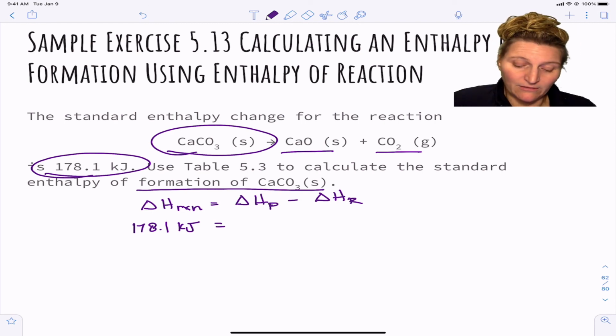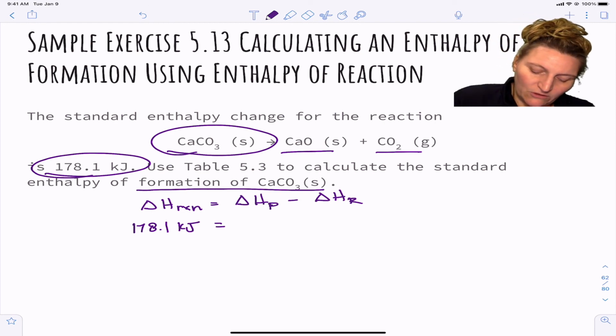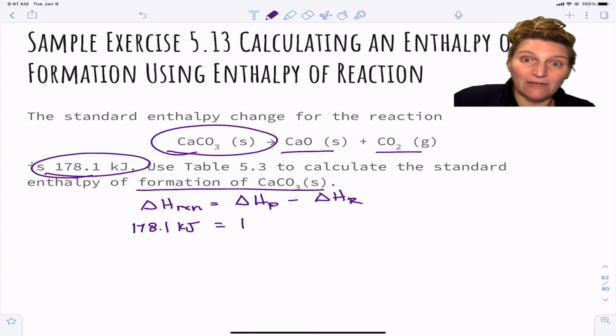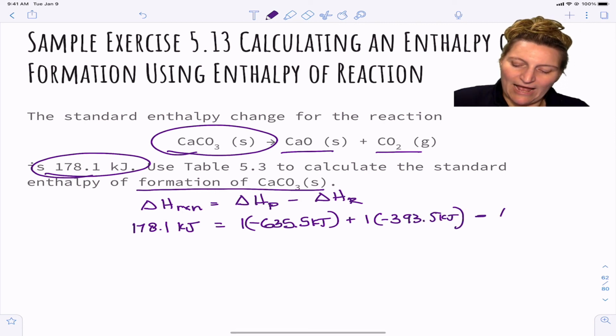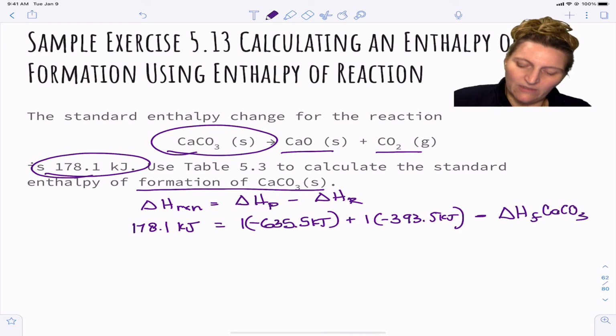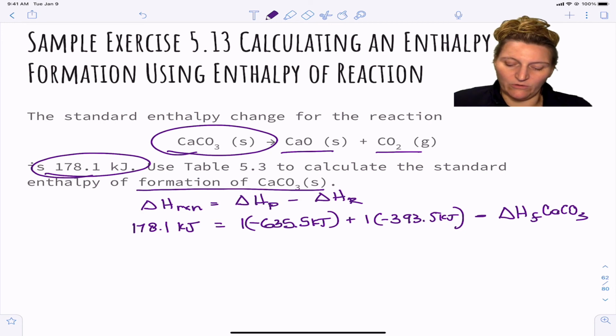So I look at the products because it's products minus reactants. So the products is 1 mole times the delta H of formation of calcium oxide. I look on the table, that's negative 635.5 kilojoules. And then the other product is carbon dioxide. So 1 times negative 393.5 kilojoules, right? And it'll be products minus reactants. And this is what I want to find, the delta H of formation of CaCO3.